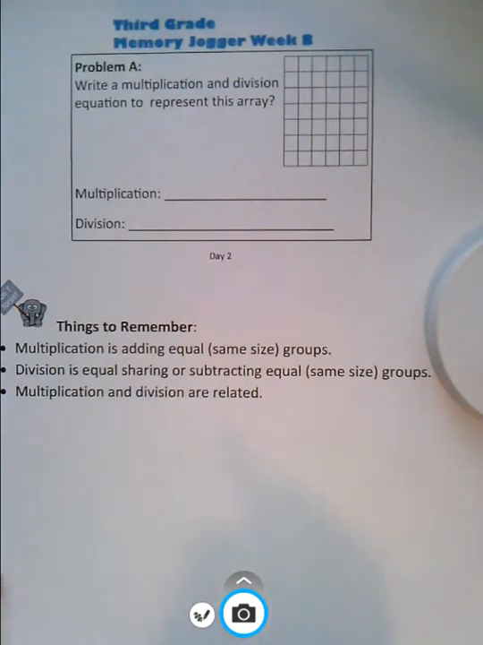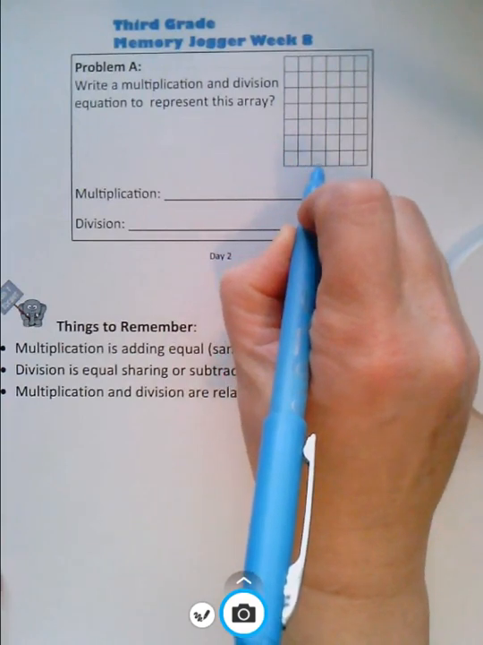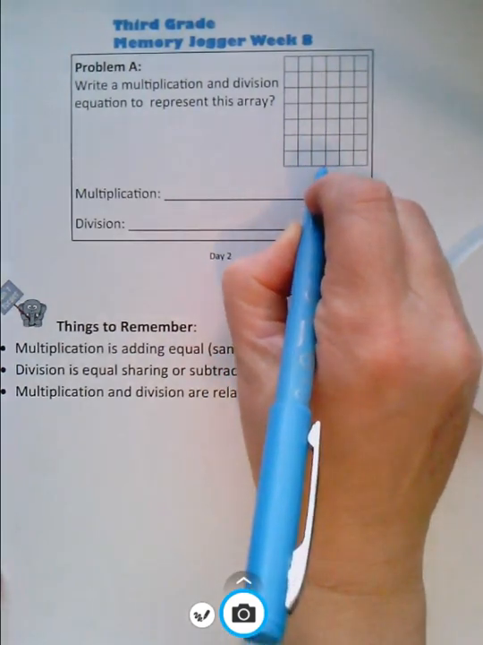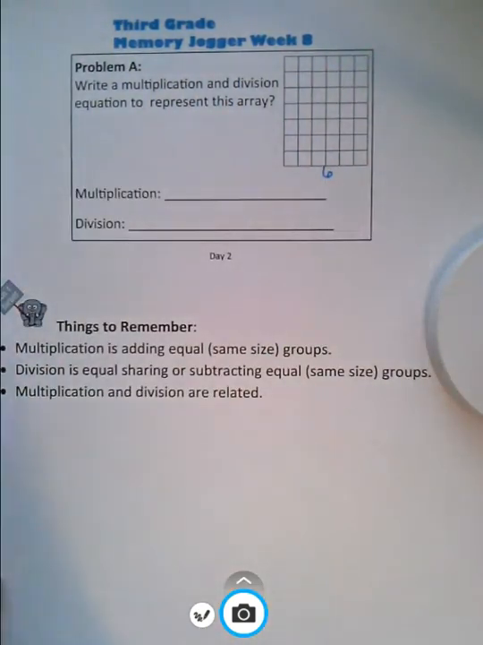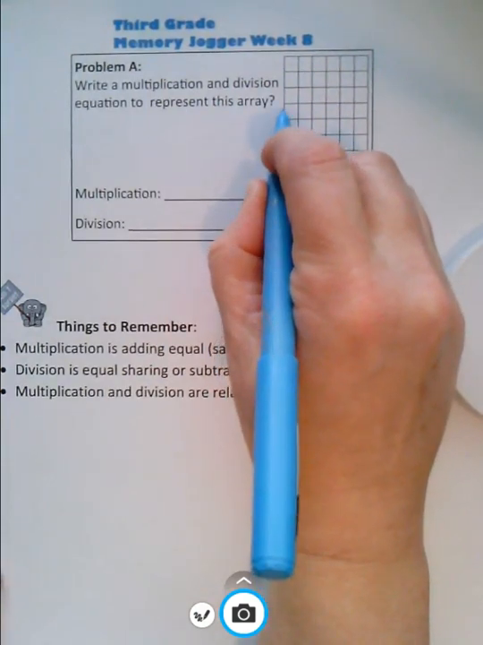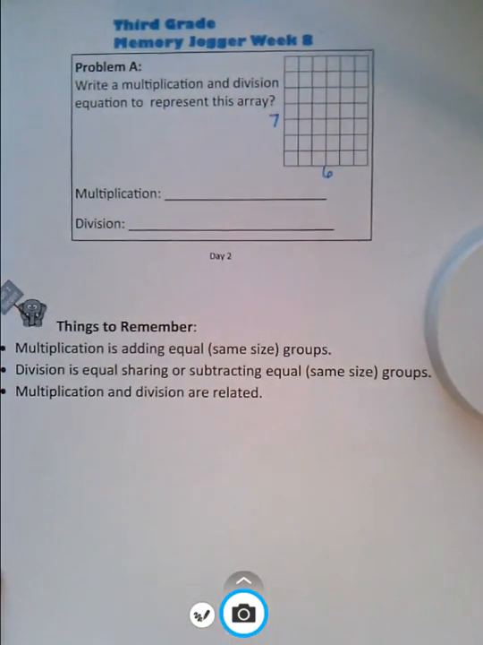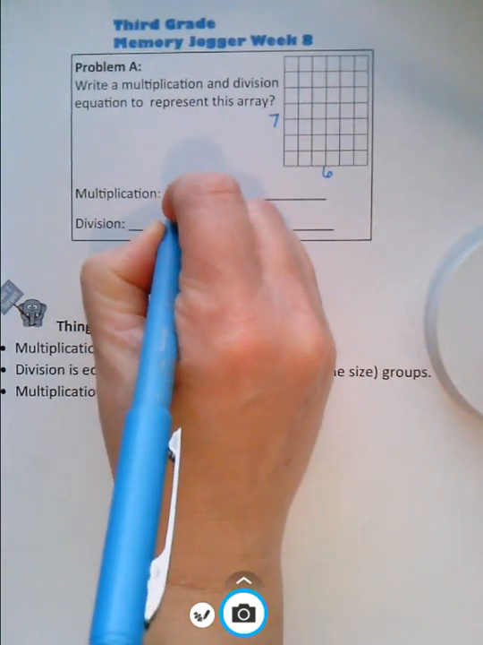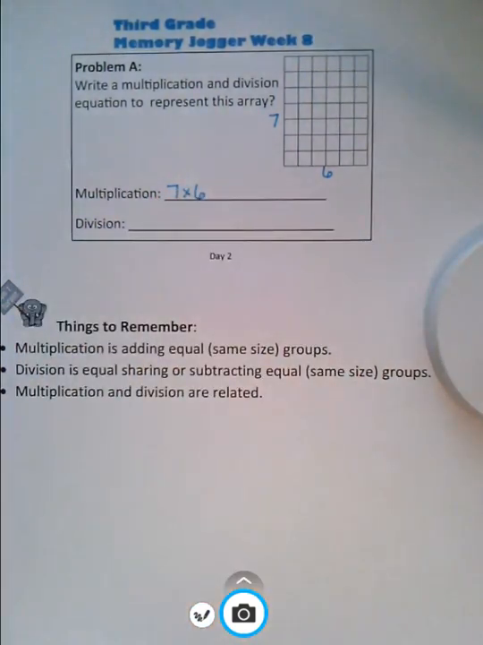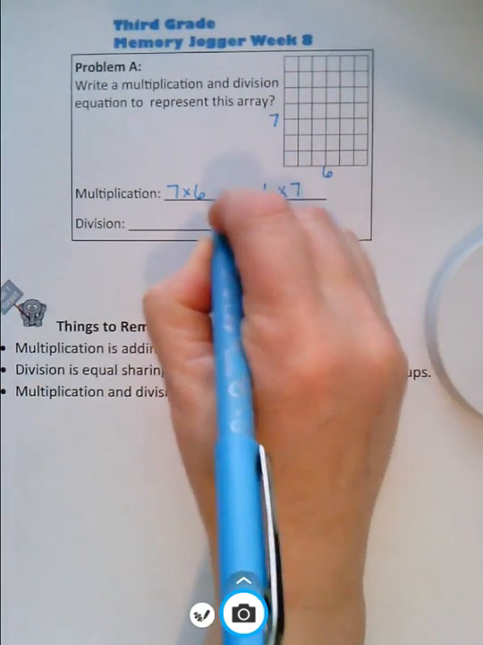First of all, an array has equal rows and equal columns. So let's take a look at this. We have 1, 2, 3, 4, 5, 6 equal columns, and we have 1, 2, 3, 4, 5, 6, 7 equal rows. So if we wanted to represent this using multiplication, we could say 7 rows with 6 in each row, or we could say 6 columns with 7 in each column.